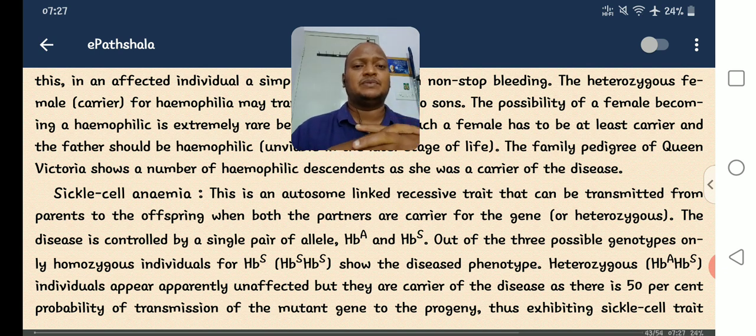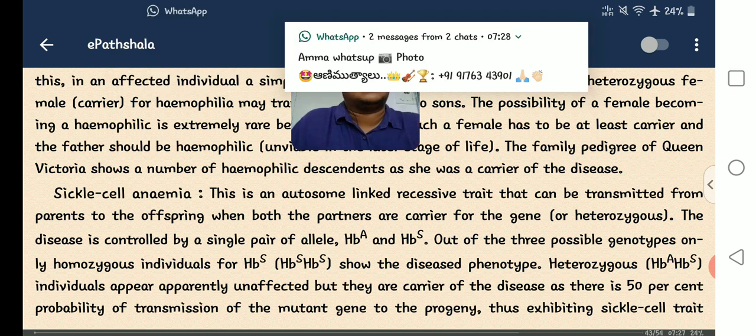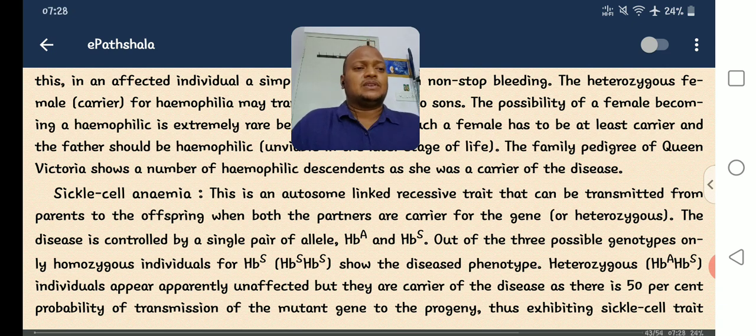Heterozygous HbA HbS individuals appear apparently unaffected, but they are carriers of the disease, as there is 50% probability of transmission of the mutant gene to the progeny, thus exhibiting a sickle cell trait. So here what happens? Those with HbA HbS are carriers only. Why? Because they are unaffected, but they are carriers of the disease, and there is a 50% probability of transmission of the mutant gene to the progeny, thus exhibiting sickle cell trait.